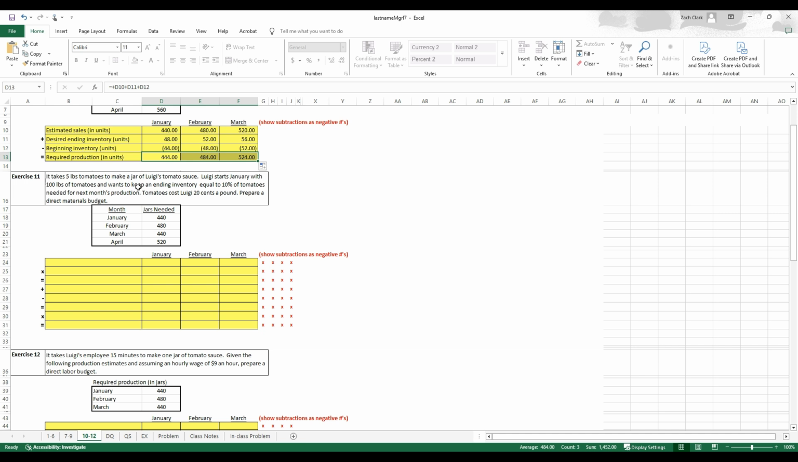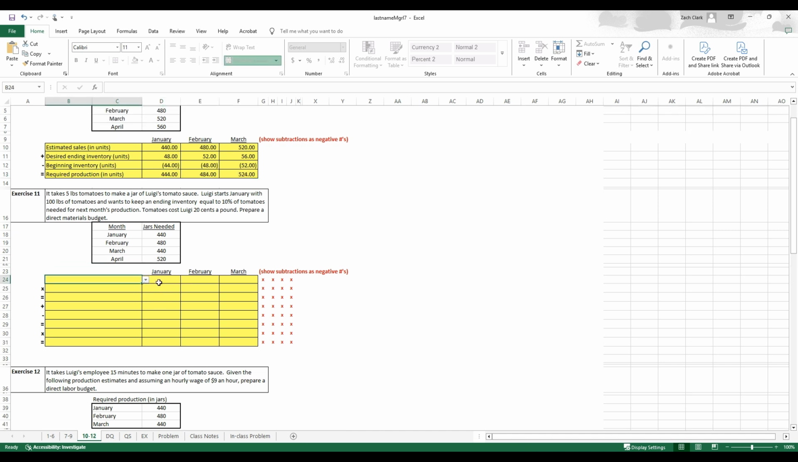Okay, so let's look at exercise 11. If it takes 5 pounds of tomatoes to make a jar of the sauce, we start January with 100 pounds and want to keep an ending inventory equal to 10% needed for next month's production. Tomatoes cost 20 cents a pound, so we need to prepare our direct materials budget.